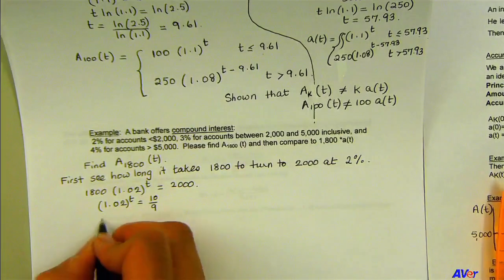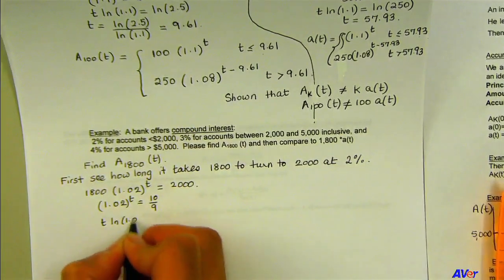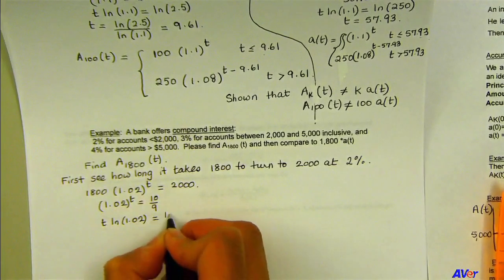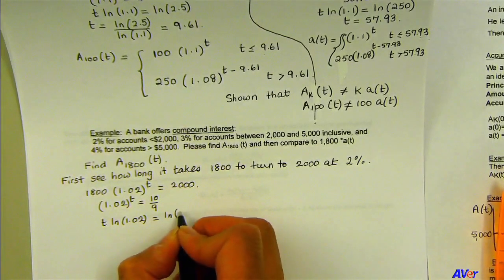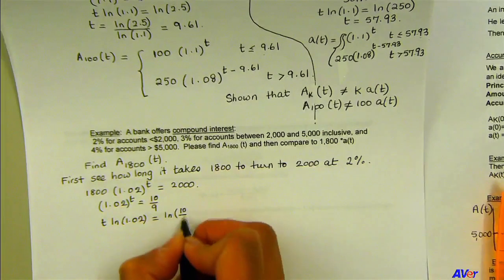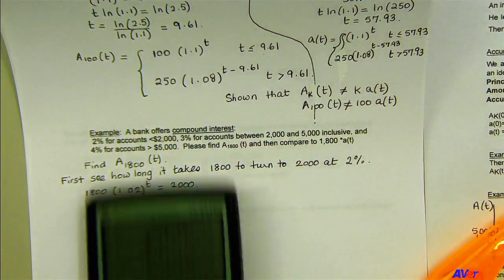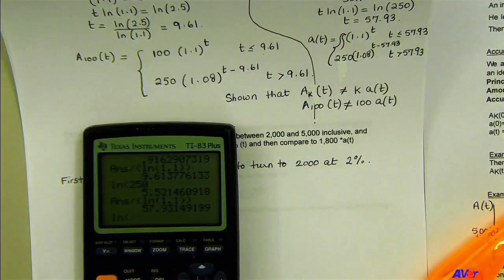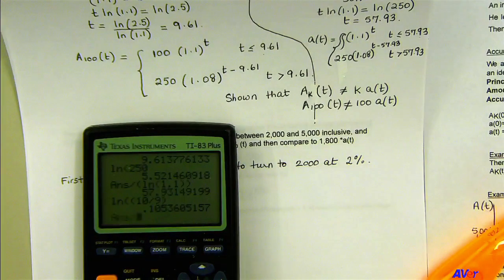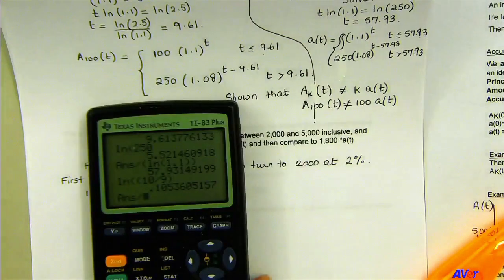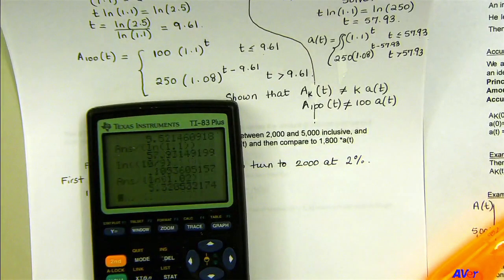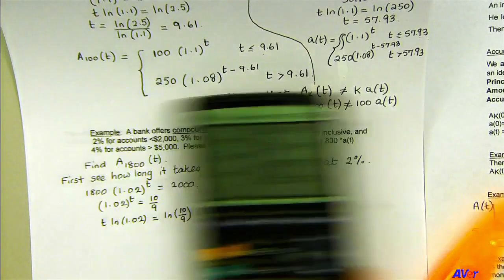T ln 1.02 equals ln 10 over 9. Let me do it. So ln of 10 divided by 9 equals, and then divide that by ln of 1.02. 5.32. That's what I got for t. Did you?